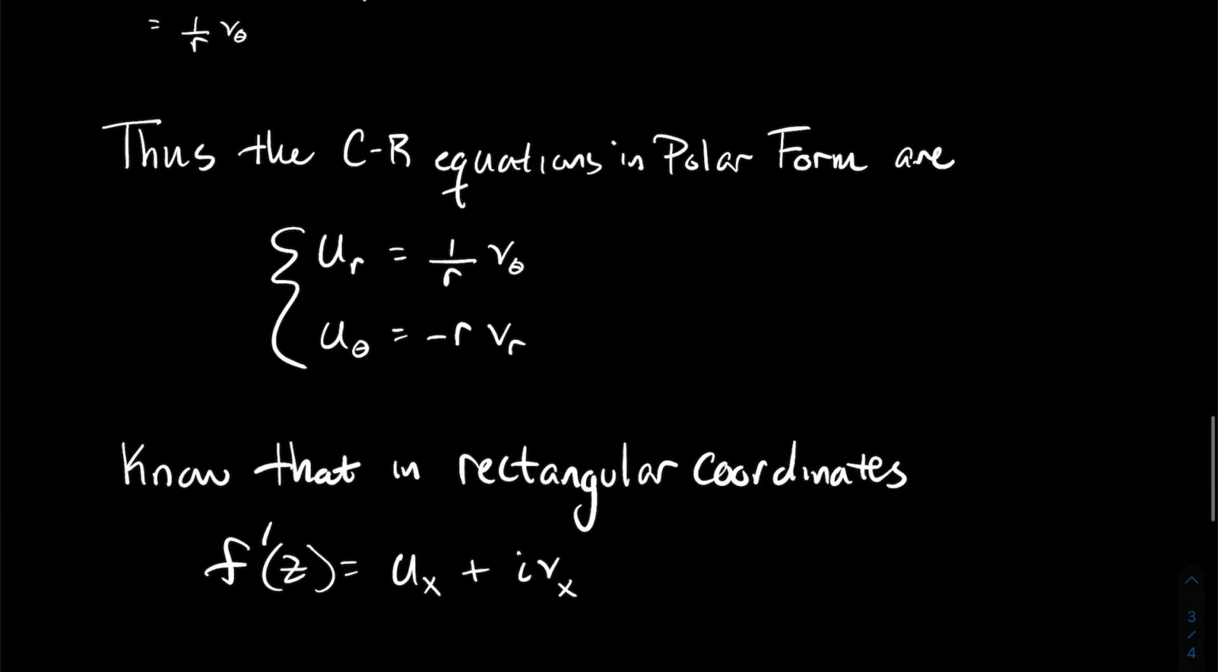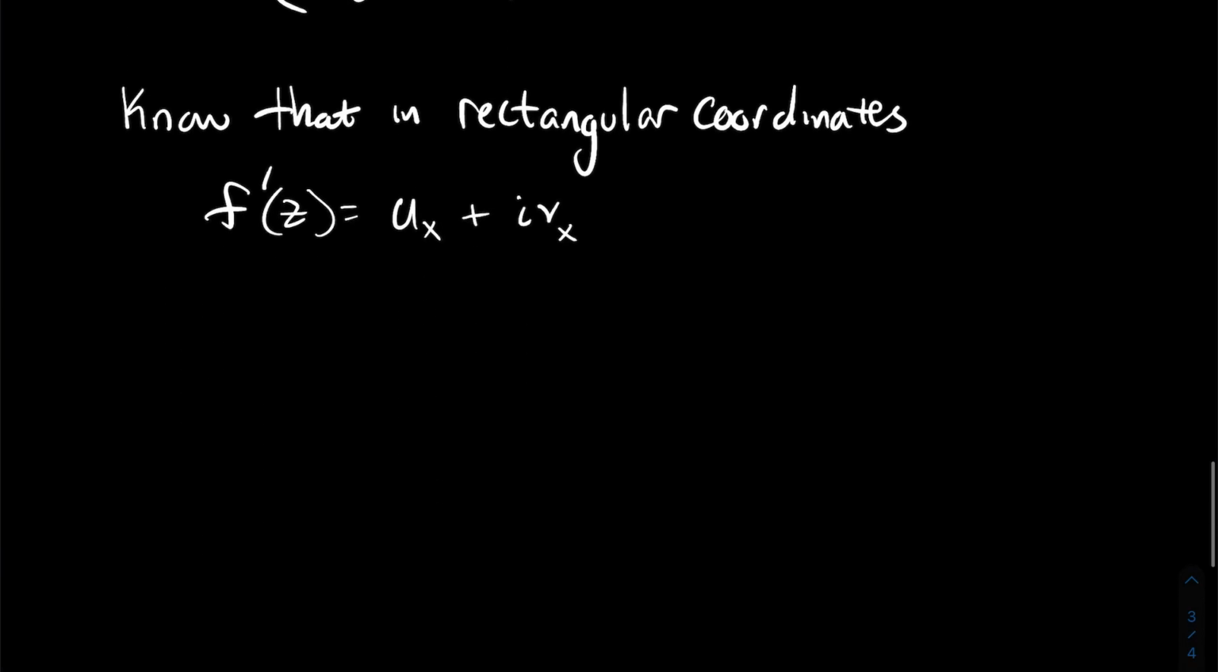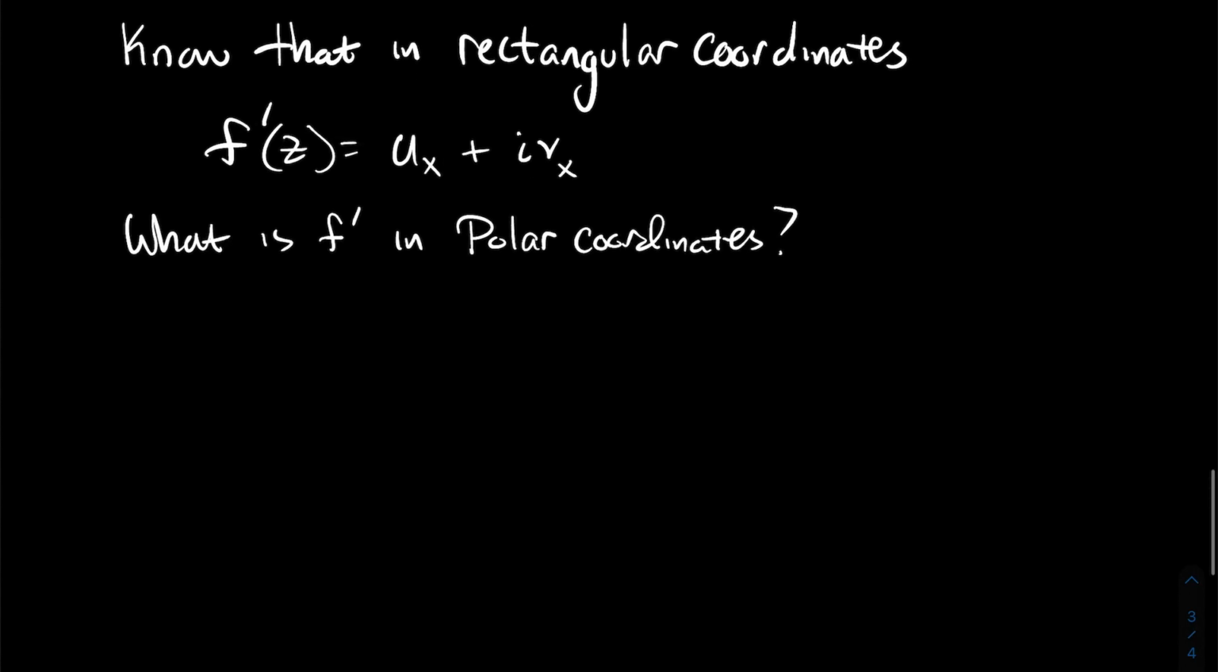We know that in rectangular coordinates, the derivative of my complex function f, so f prime, is the partial derivative of the real part with respect to x plus i times the partial derivative of the imaginary part with respect to x. So what does f prime look like in polar coordinates? We've got a good expression in rectangular coordinates. What does the corresponding expression look like in polar coordinates?